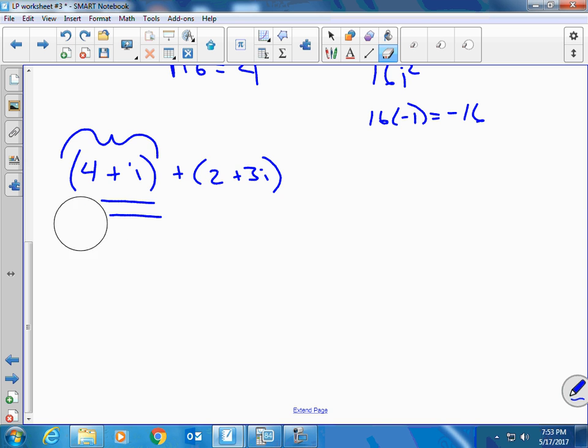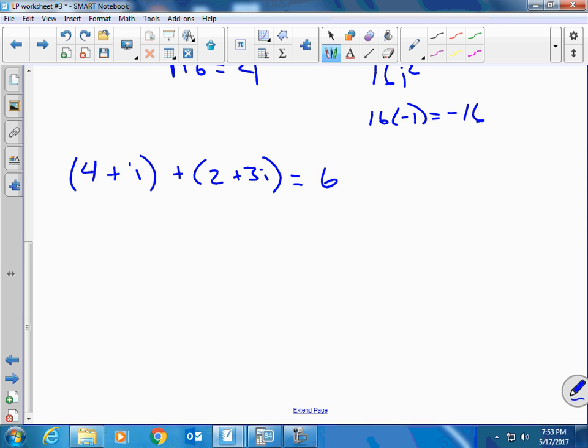How do I do that? Well, I add the real part together, and I add the imaginary part together. So the real part says 4 plus 2. The two imaginary parts are 1i plus 3 more i's gives me 4i.